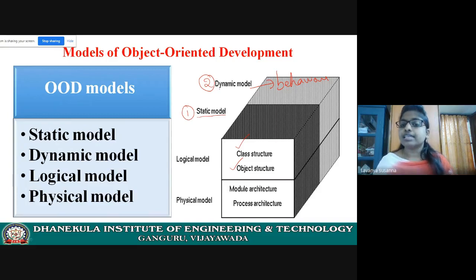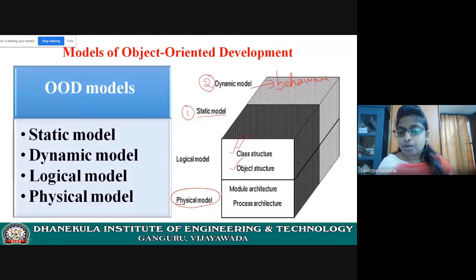Functionality. This dynamic model will identify the behavior or functionality of these classes and objects, or class structure or object structure. The logical model identifies the classes and objects, and there are two perspectives of logical models: static model and dynamic model. The static model is used to identify the class structure and object structure and the relation between the classes and the relation between the objects, and the dynamic model is used to identify the behavior of the system or behavior of the classes and objects. Next, physical model.